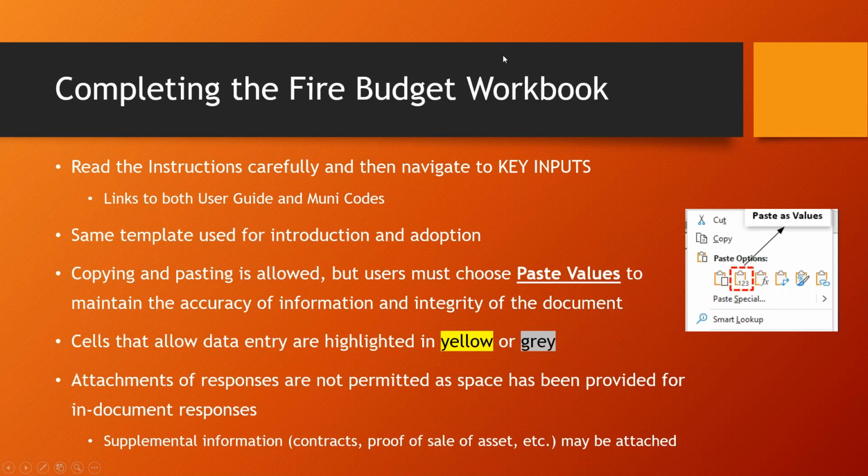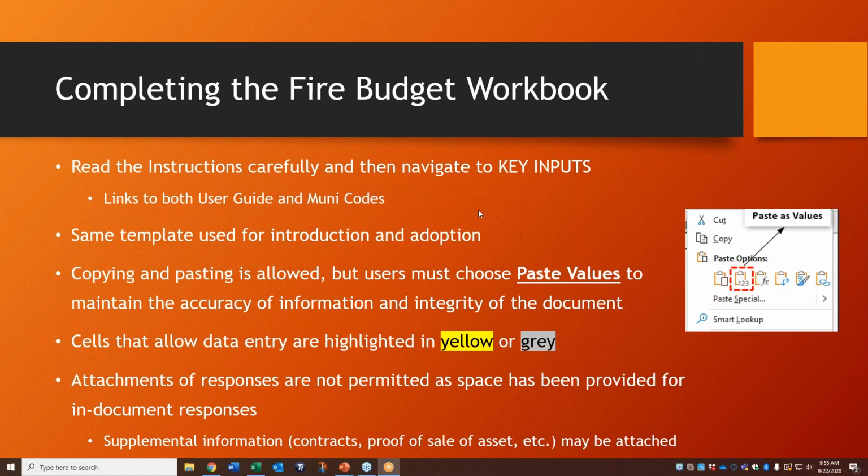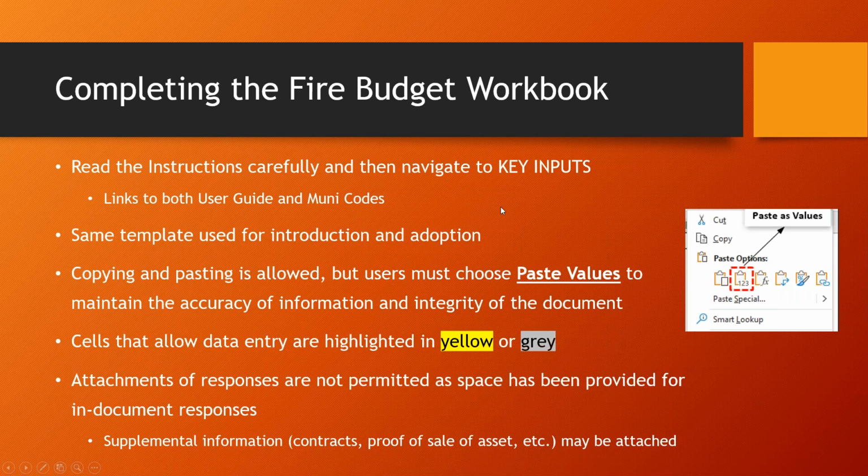And just before we jump into the portal and the workbook itself, just a couple notes on completing the fire district budget workbook. First, the landing page is the instructions page. Read those instructions carefully and then navigate to the key inputs page. You'll notice that on the instructions page, there are links to both a user guide and the list of Muni codes. Muni codes for fire districts are a 6-digit identifier that are unique to each fire district, and it helps the division identify districts while performing budget review and/or analysis.